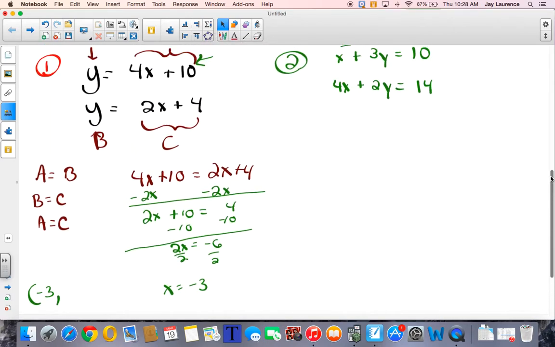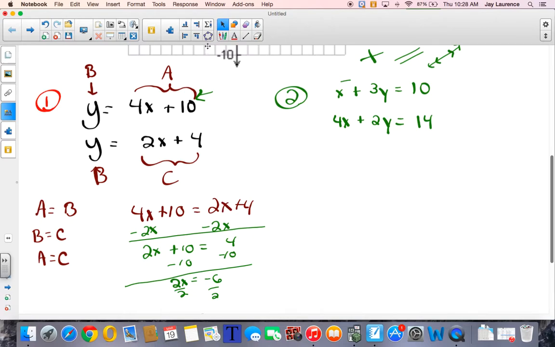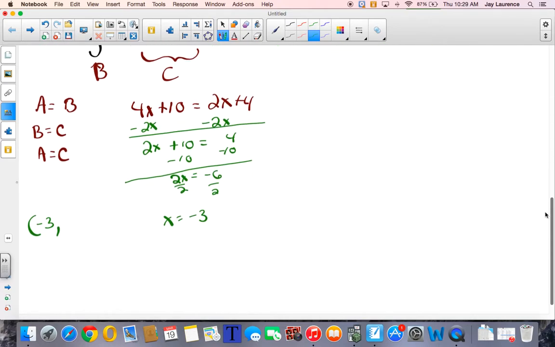Now to get the y-coordinate, I'm going to substitute in negative 3 for x into either equation. It doesn't matter if I do the first one or the second one. I'll usually pick the one that looks like it has friendlier numbers. In this case, they're both pretty friendly, so I'm going to go ahead and put it into the second one.